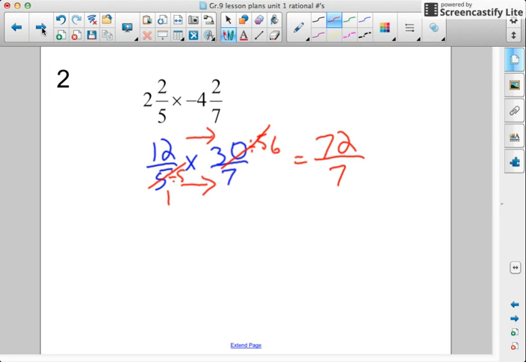Now my original question, it's a positive times a negative, so my answer is going to be a negative. And if I wanted to change that back to a mixed number, it would be 10 and 2/7. And don't forget that negative sign. So that is some rational number multiplication.